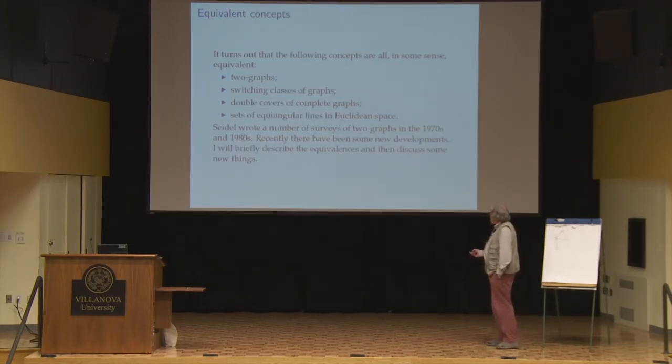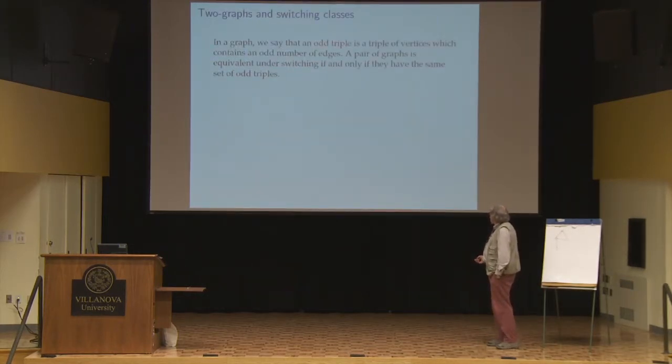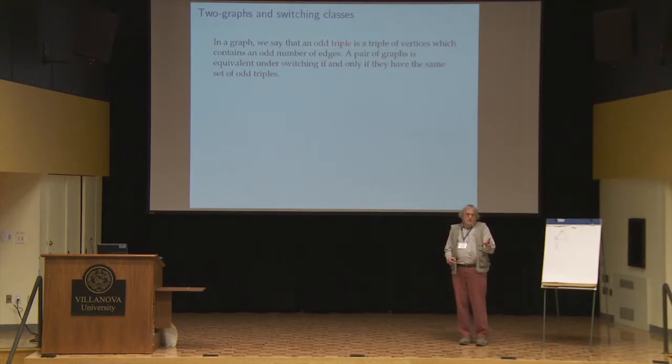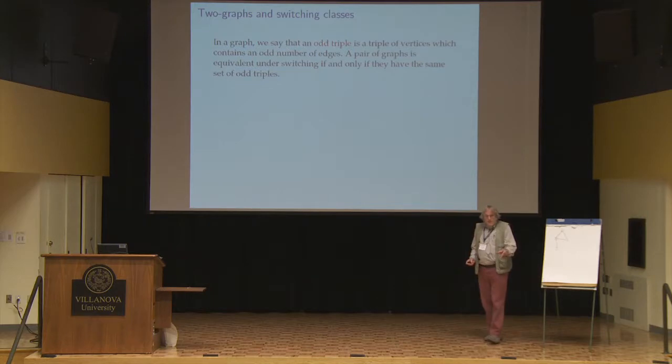So I want to briefly go through these equivalences. Two graphs and switching classes first. So we've got an ordinary graph. Look at three vertices of that graph. Count the number of edges within that set of three vertices. Could be even, could be odd. So let's say an odd triple is a set of three vertices containing an odd number of edges.